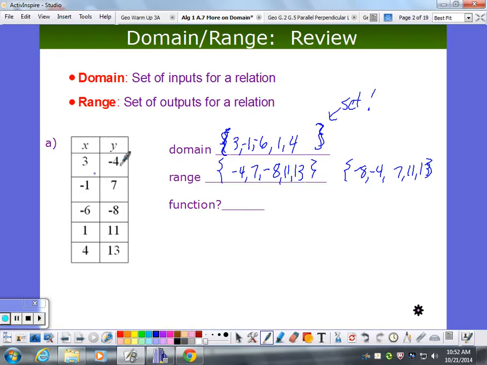Is this particular relation a function? Yes. Why? Every input has one output. Oh, that's music to my ears here. Every input is one and only one output.